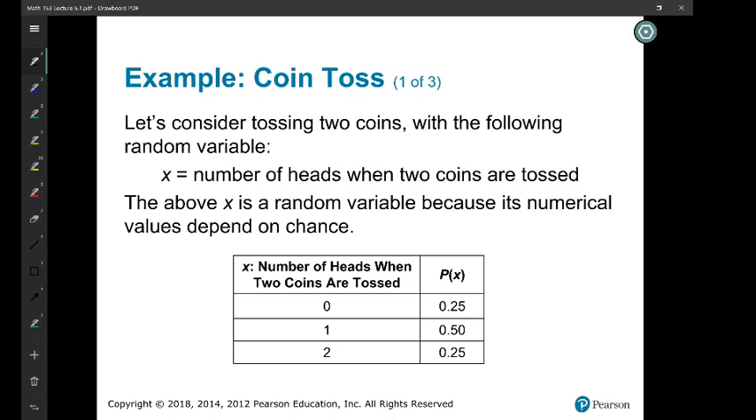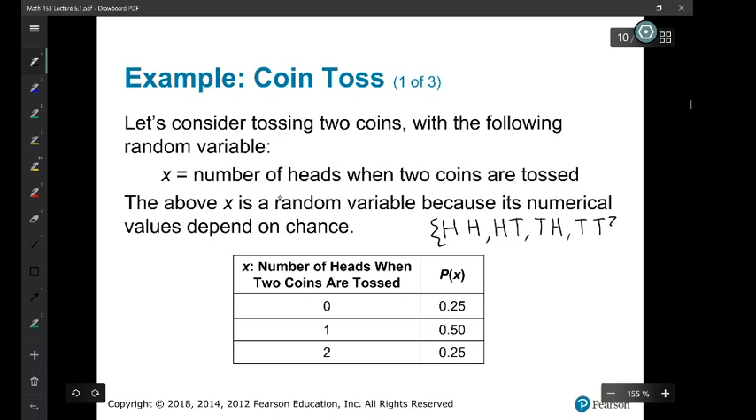Consider the coin toss. Our random variable will be the number of heads when 2 coins are tossed. So the sample space consists of heads, heads; heads, tails; tails, heads; tails, tails.